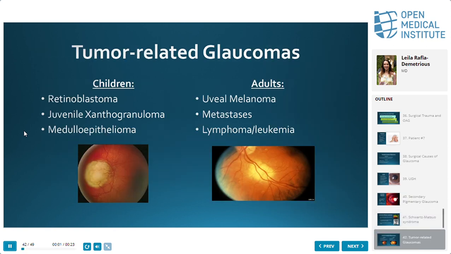So tumor-related glaucomas, not so common, but we do see them occasionally. So the number one would be retinoblastoma, and that's in children. It's a nice picture of retinoblastoma. And also juvenile xanthogranuloma and medulloepithelioma. And in adults, uveal melanomas, METs, this is a breast cancer medicine, and then lymphoma or leukemia.